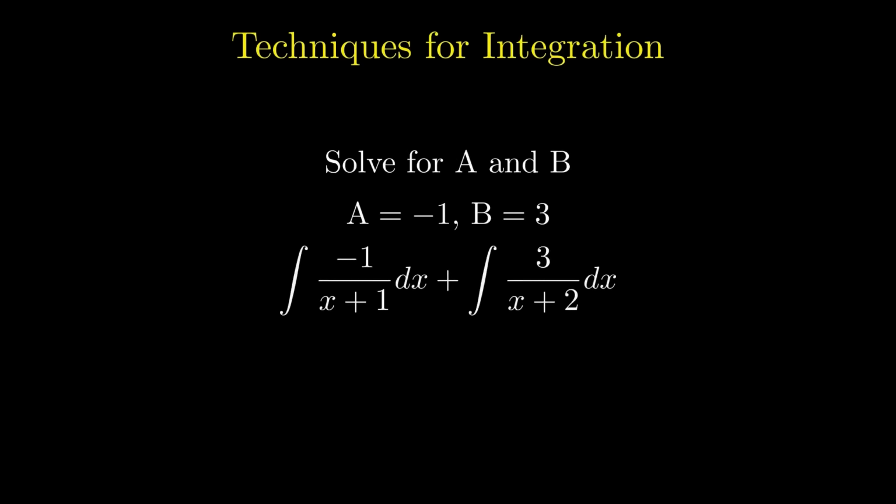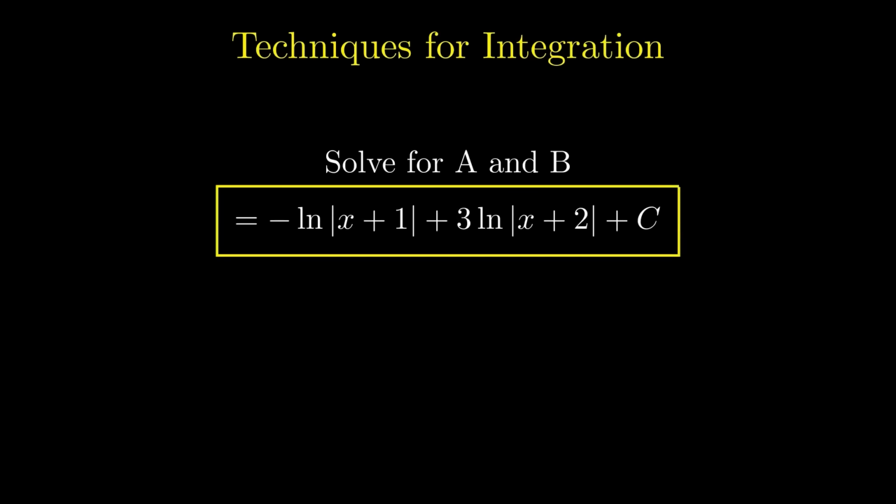Integrate. Integral of negative 1 over x plus 1 with respect to x plus integral of 3 over x plus 2 with respect to x. Result: negative natural log of the absolute value of x plus 1, plus 3 times the natural log of the absolute value of x plus 2, plus C.